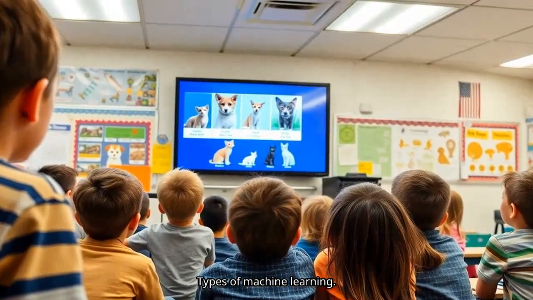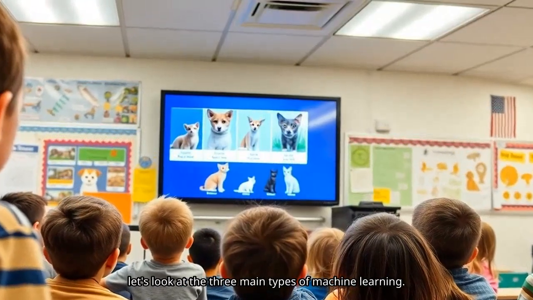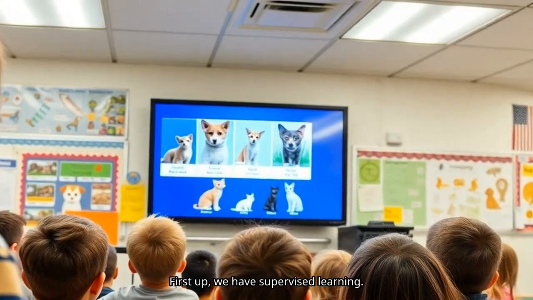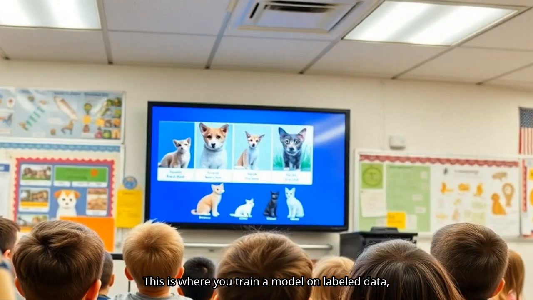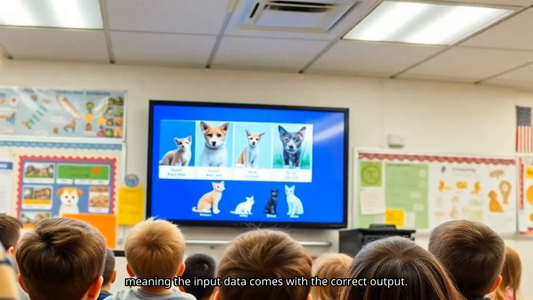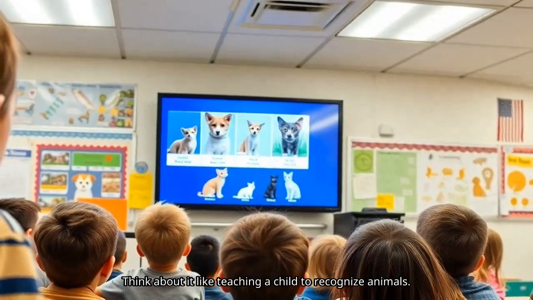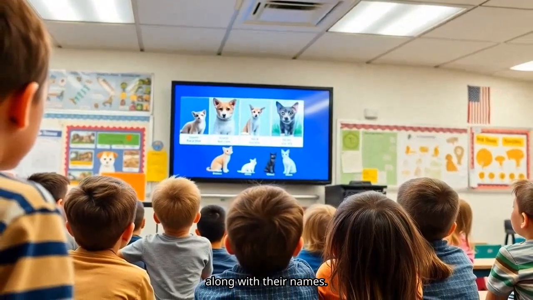Types of machine learning. Now that we've got a grip on what machine learning is, let's look at the three main types of machine learning. First up, we have supervised learning. This is where you train a model on labeled data, meaning the input data comes with the correct output. Think about it like teaching a child to recognize animals. You show them pictures of cats and dogs along with their names.